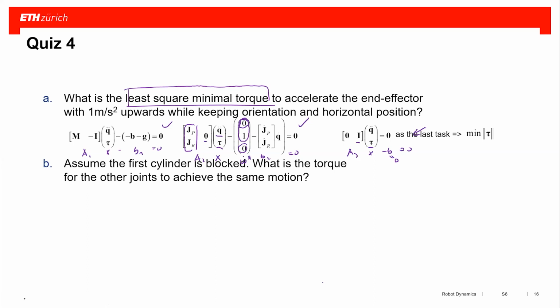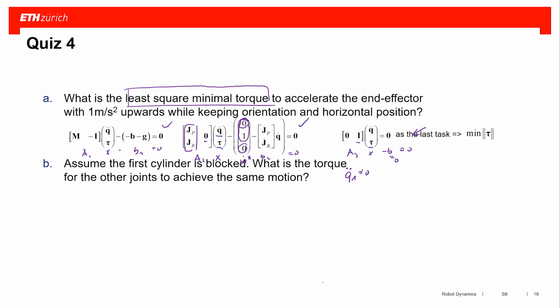Now, second question was, assume the first cylinder is blocked. So what does that mean? First cylinder is blocked means I cannot move joint 1. So the acceleration of joint 1 must be 0. That means my Q1 double dot must be 0.